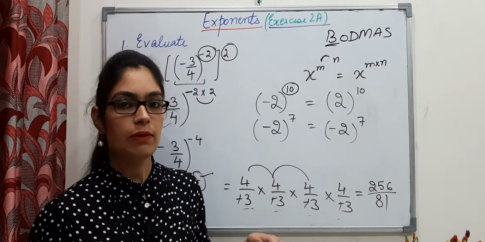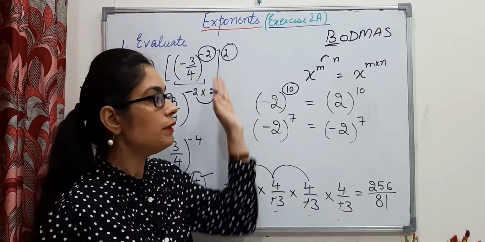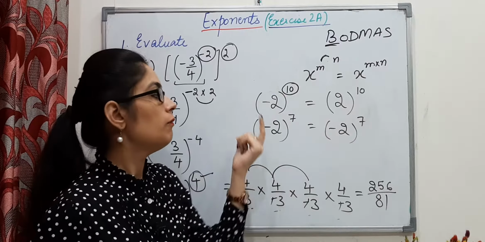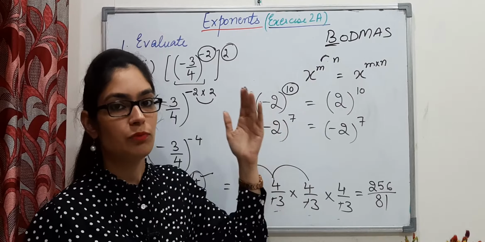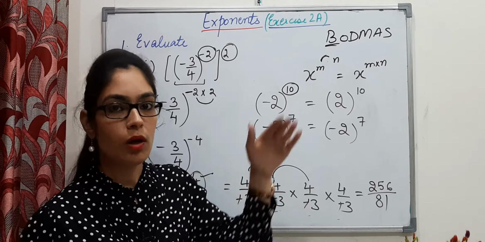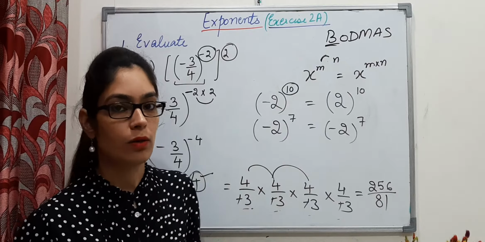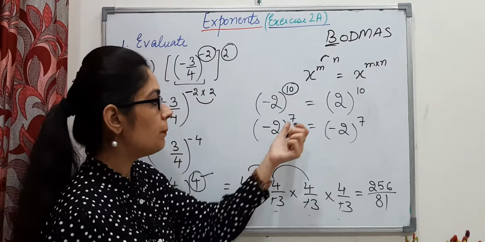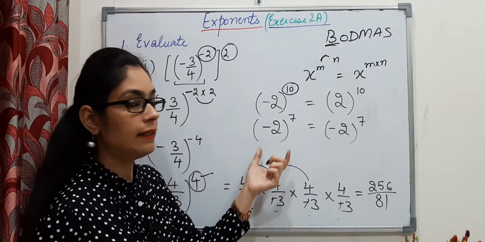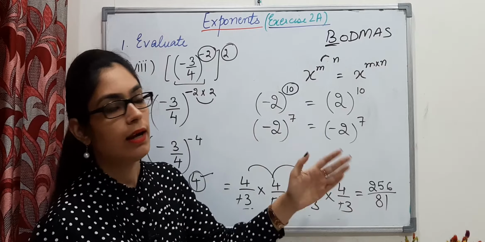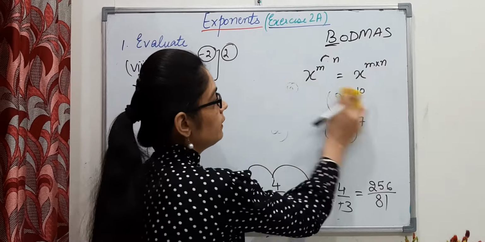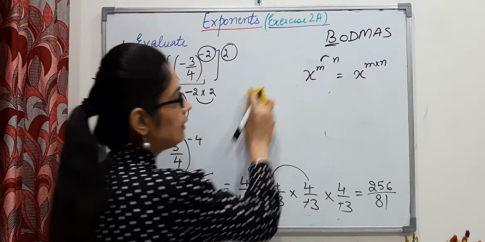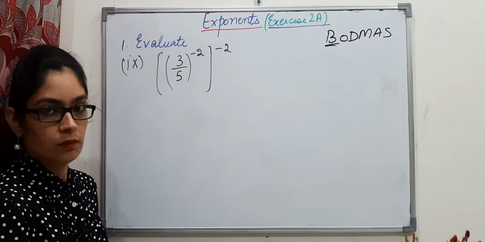When the power is even, a negative number will give us a positive answer. When the power is odd, odd means 1, 3, 5, 7, all those numbers which are not multiples of 2, then a negative number will give us a negative answer. So this thing you can always remember. Now let's do the next part, which is exactly similar to this one.